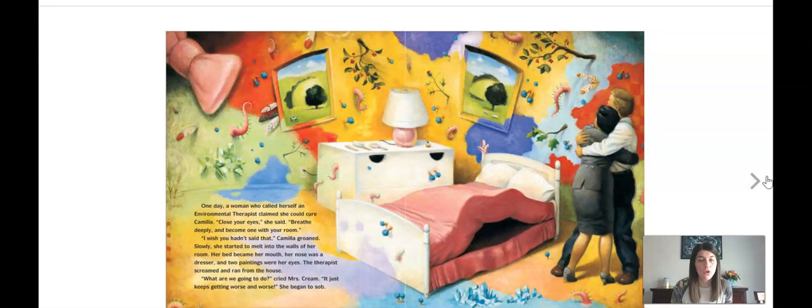One day, a woman who called herself an environmental therapist claimed she could cure Camilla. "Close your eyes," she said, "breathe deeply, and become one with your room." "Oh, I wish you hadn't said that," Camilla groaned. Slowly, she started to melt into the walls of her room. Her bed became her mouth, her nose was a dresser, and two paintings were her eyes. The therapist screamed and ran from the house. "What are we going to do?" cried Mrs. Cream. "It just keeps getting worse and worse." She began to sob.